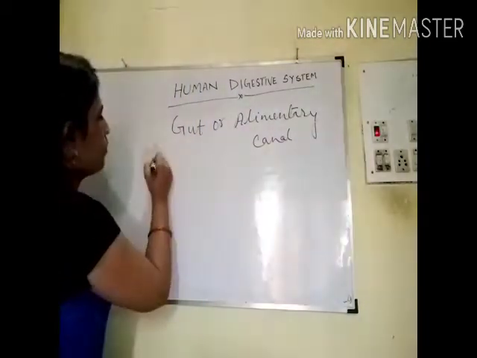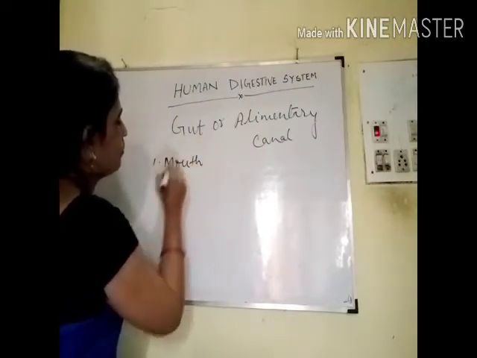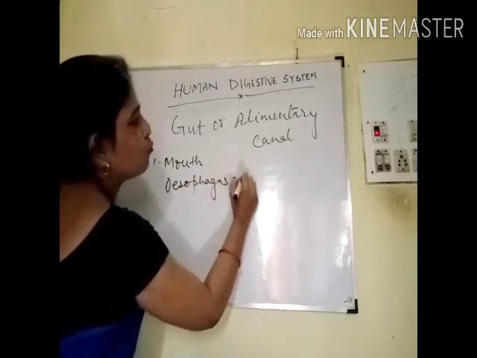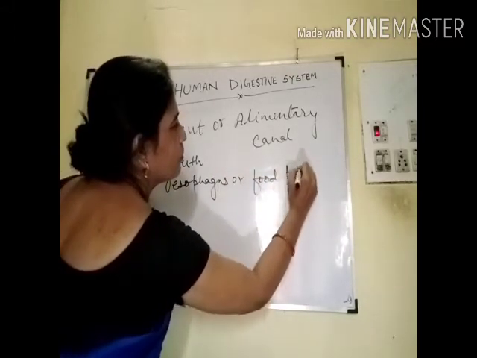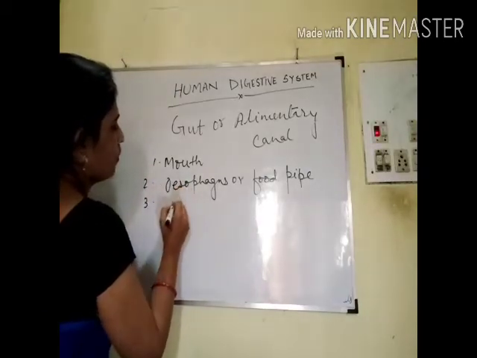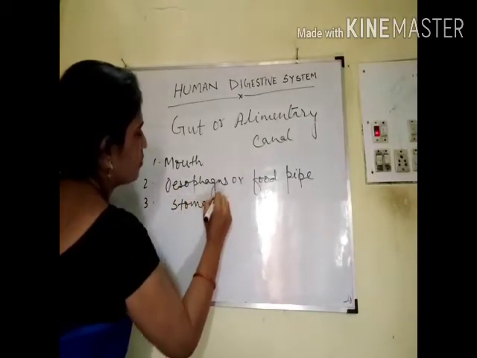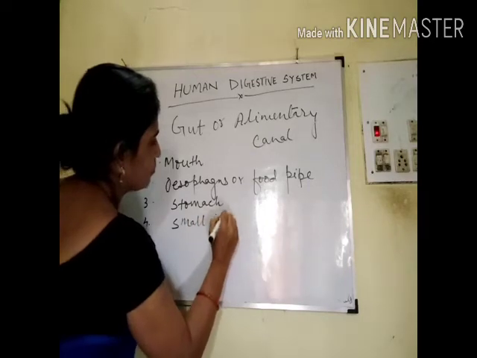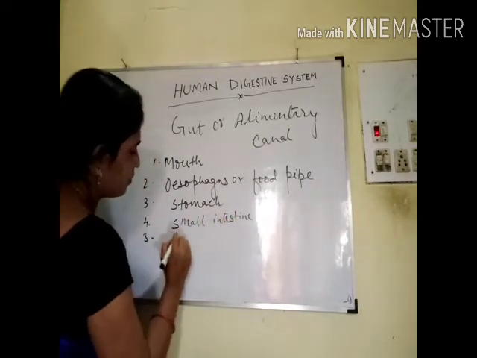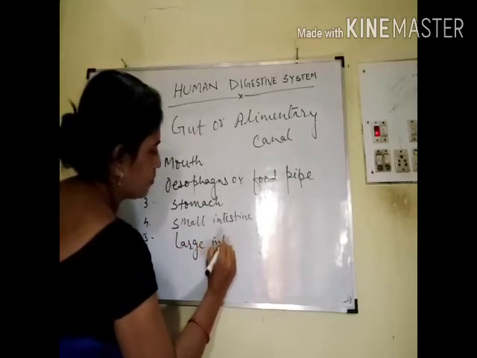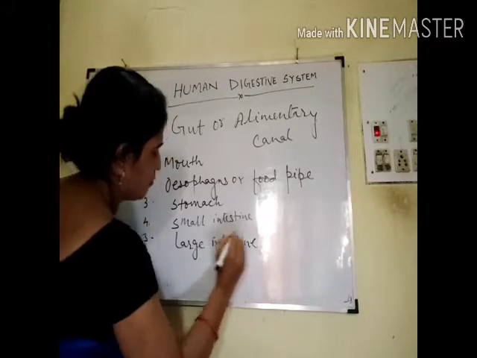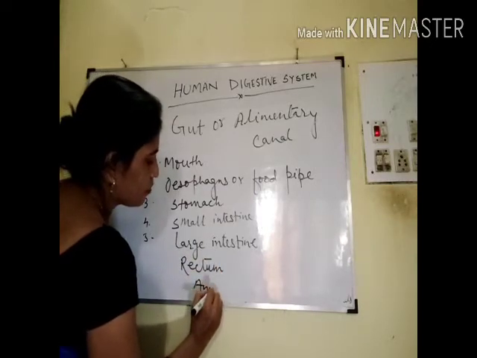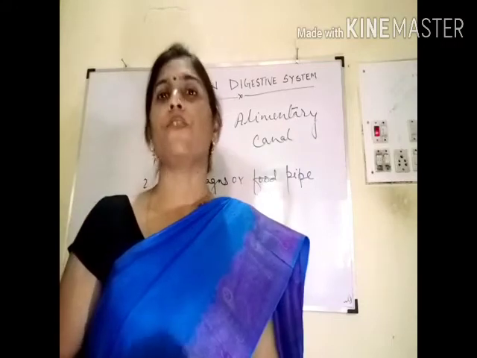They are the mouth, esophagus, or food pipe, then your stomach, small intestine, large intestine, then your rectum, ending with the anus. So all these constitute the alimentary canal.